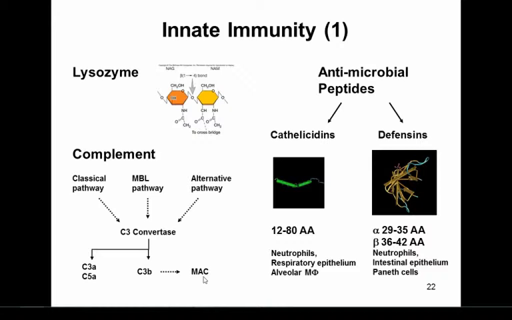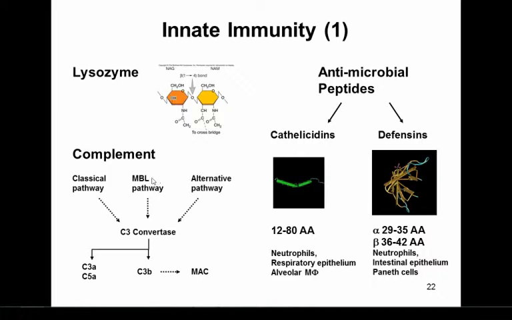Okay, 5 minutes. I'll just finish complement and then we'll stop there. So how does this whole thing get started? There are 3 pathways to activate complement. The classical pathway is dependent on antibodies. If you have specific antibodies against the bacterium, they can fix onto the surface of the bacterium, and this will start the complement cascade.